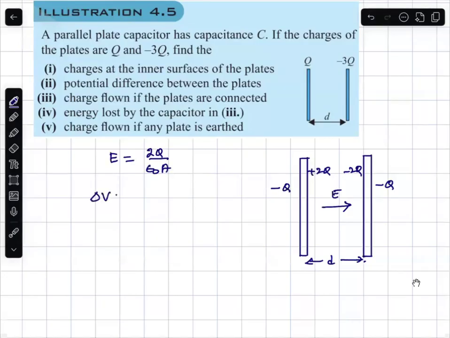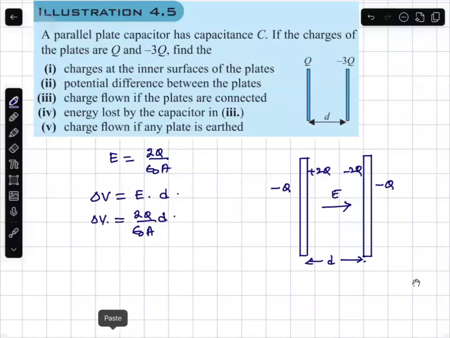So what is the potential difference? E into D. So therefore, this is 2Q by epsilon naught A into D. Right. So what is the charge flown if they were connected? Now, potential difference I have given clearly, right?